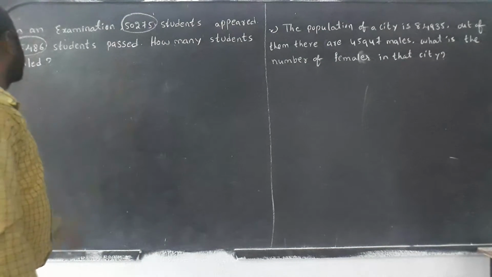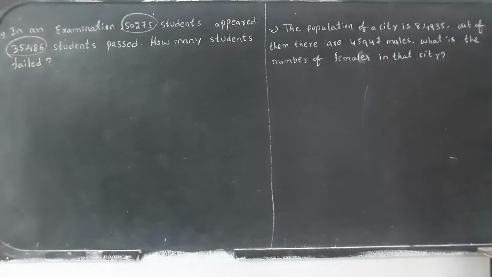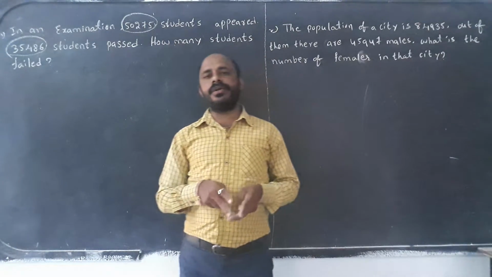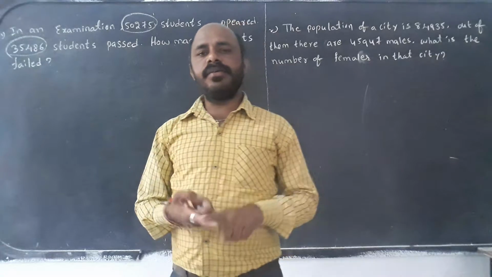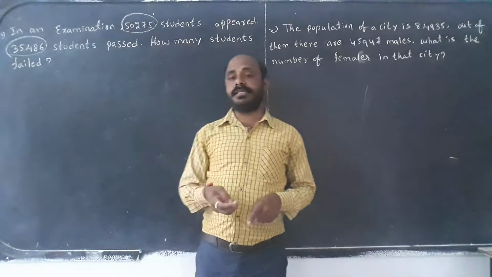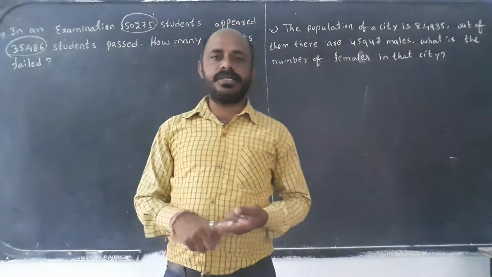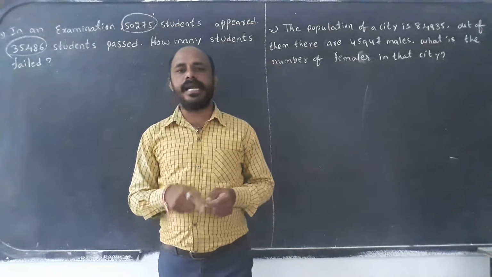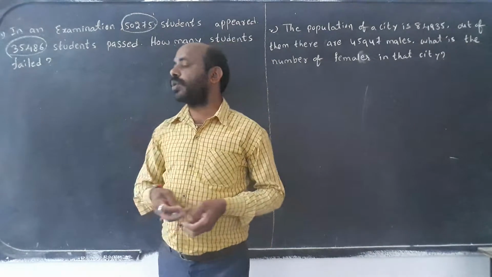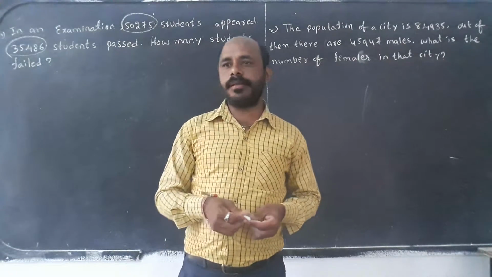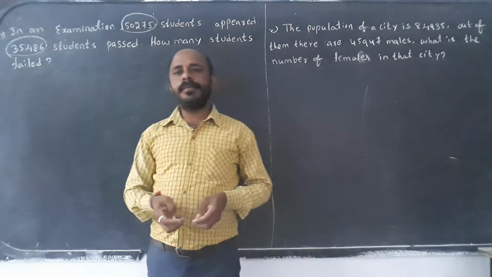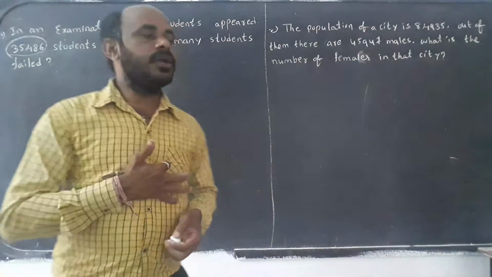Then how many students failed? In the appeared students total, we have to divide it into two parts: one is the failed students, one is the passed students. In the two statements, failed students he didn't give, passed students he gave. Means what? To find failed students, from the total number of students who attended the exam, we have to subtract those who passed in the examination, those who got merit.